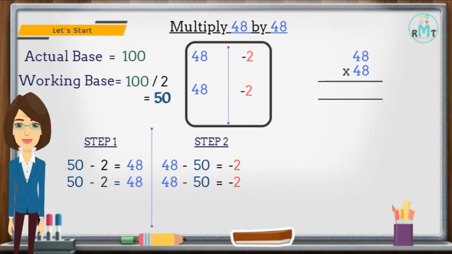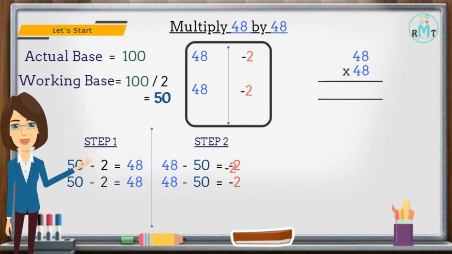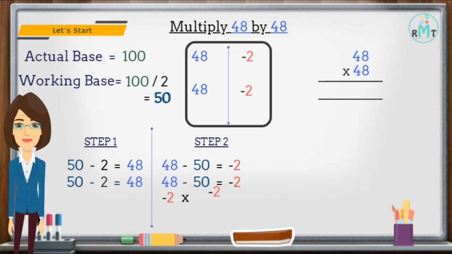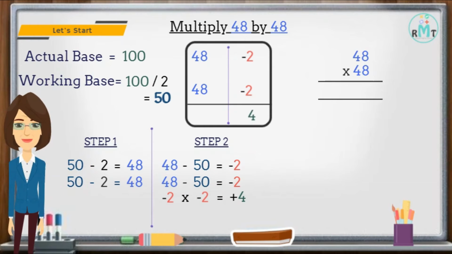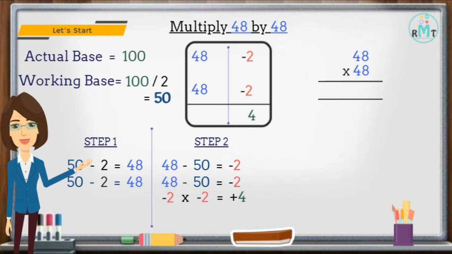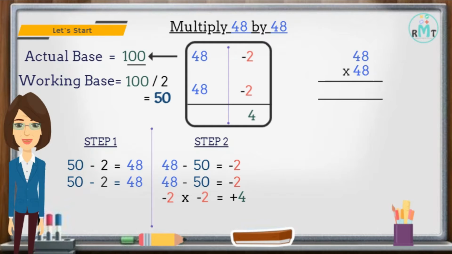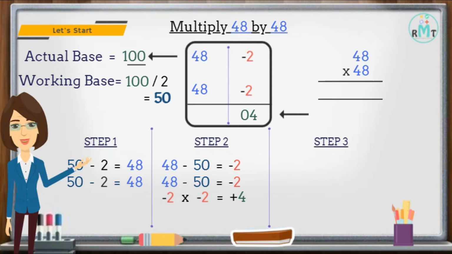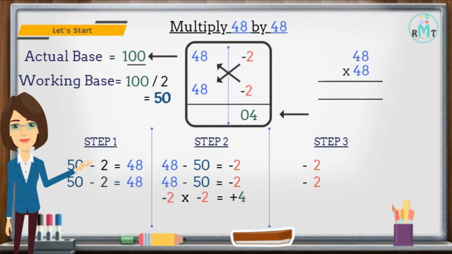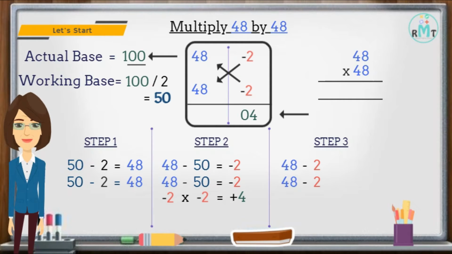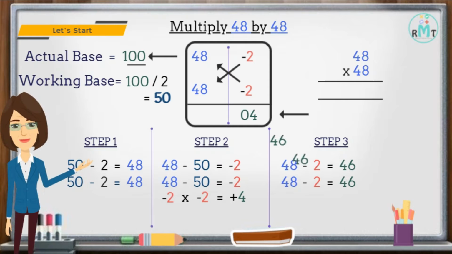Next, we multiply minus 2 with minus 2. We get plus 4 as the answer. Next, the actual base has 2 zeros. Hence the right hand side of the answer is filled by a 2-digit number, which is 04. Step 3. Now we subtract 2 from 48. We get the answer, which is 46.